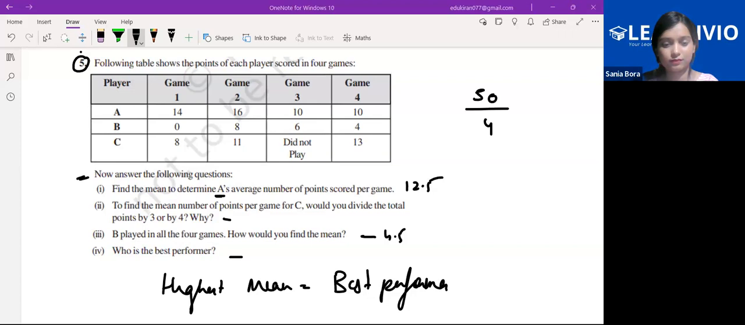Ma'am, why have you written the answers? In front of the points, you have written the answers. Yeah, I forgot that. I seriously noticed it right now. I didn't notice it. Okay, no issues. I'll erase it.